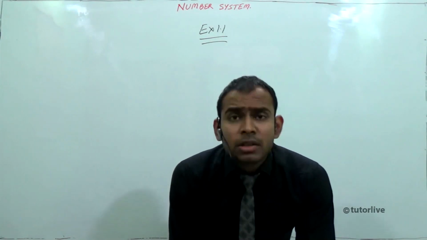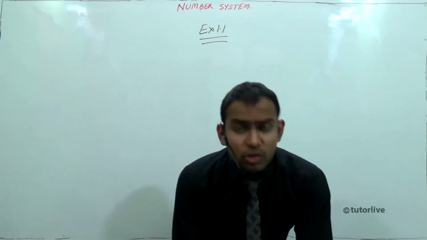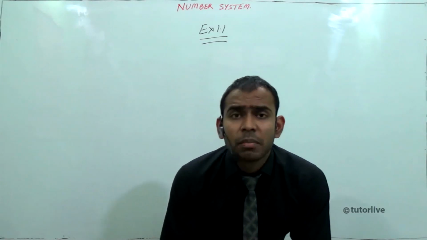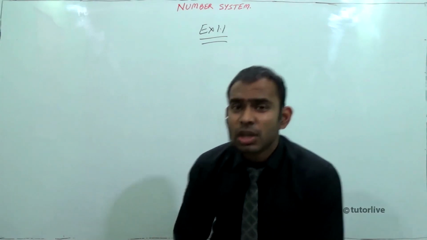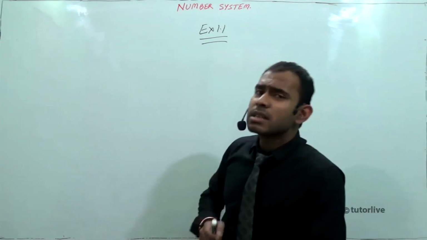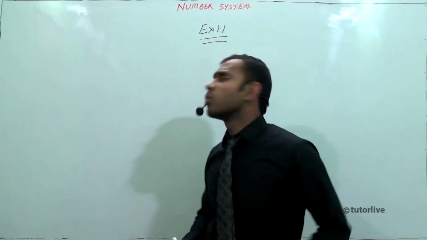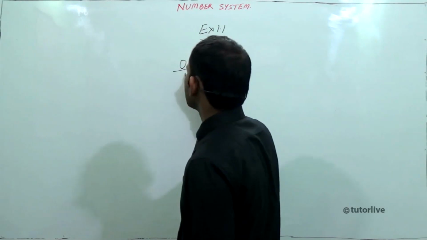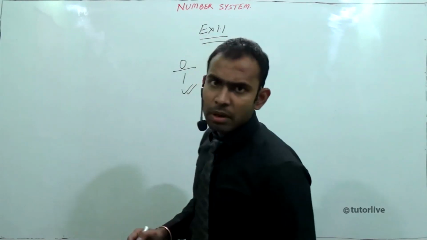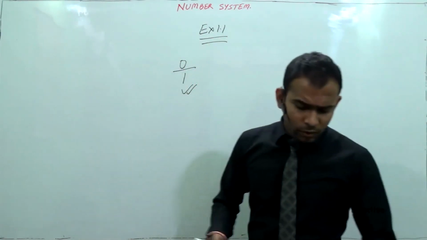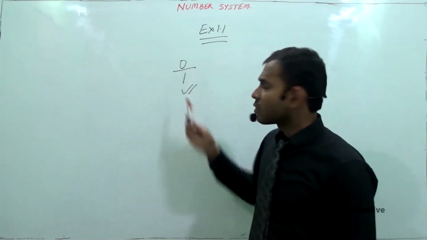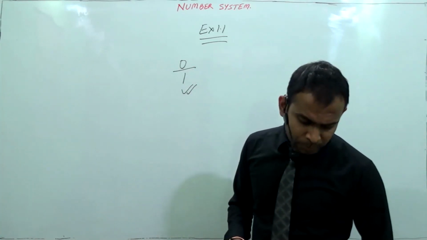Okay, so exercise 1.1. The first question is, is 0 a rational number? Yes, of course, 0 is a rational number. Just now I showed you every integer is a rational number, because that can be expressed in the form of 0 upon 1. Hence, it is a rational number, right? Of course, can you write it in the form of p by q? Yes, of course, we can write it in the form of p by q.